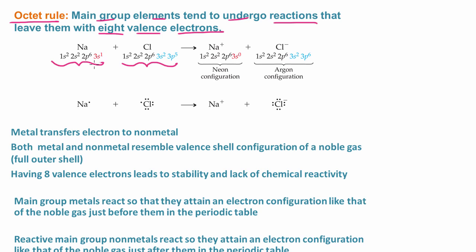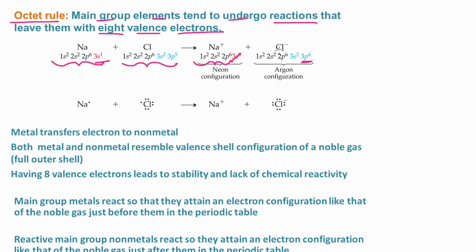Sodium will transfer that 3s electron to the chlorine atom, and that electron will go into the 3p subshell. So what we have is a sodium ion, and it has 0 electrons now in the 3s subshell. So it's left with the neon configuration.